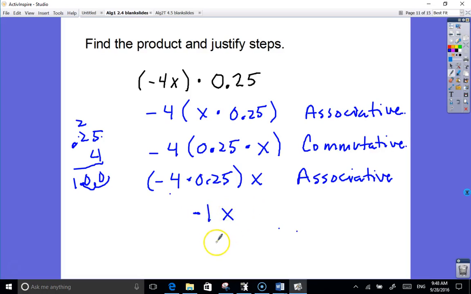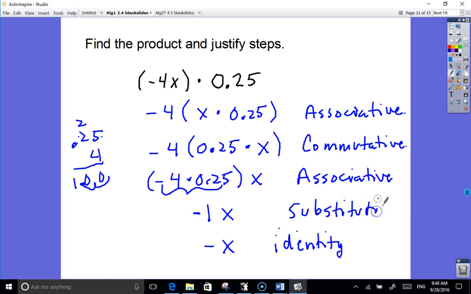And then the last step we could say is -x. What makes -1x equal to -x? Identity. That's identity. When they multiply and just put what it equals, usually they call that substitution. When you just do the math, that's substitution. Okay, so you try one of those.